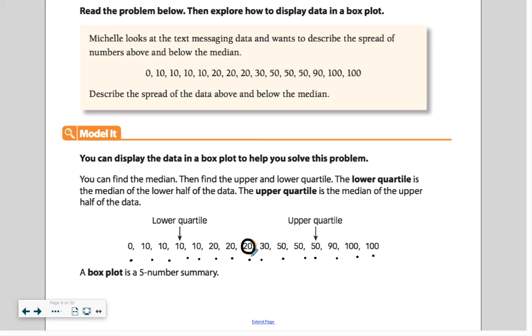Okay? And so that would be my median. Okay? Then I have to get my lower and upper quartile. So that would be the median of this set. Okay? Which in this case, 1, 2, 3, 4, 5, 6, 7 is going to be the 4th one. So 10 would be the lower quartile. 50 would be the upper quartile. So those are the medians of the lower set and the upper set.